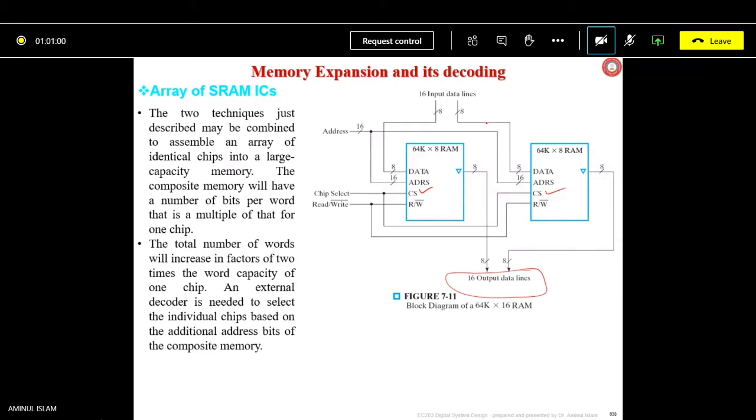Or when you are writing, 8 bits go to this chip, and another 8 bits go to this chip for the write operation. Of course, along with that, you have to address it properly, and read write control has to be given. It is given to everywhere the same. If you are writing, the same W bar, write bar will be there. And if you are reading, then read write will be one. So it is very simple.